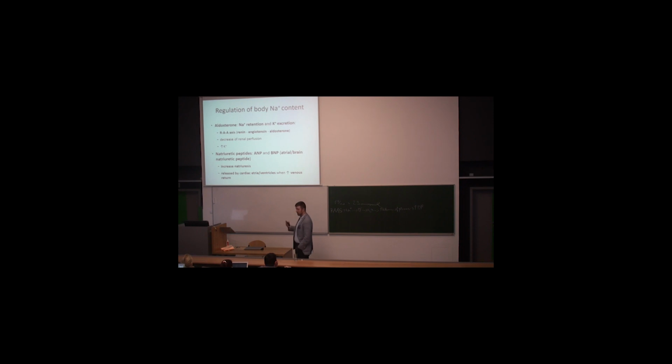So if we take a basic experiment, if you increase the fluid in the extracellular space, that means inside your blood vessels also, you will have higher venous return. That means more blood will come to the right heart. This will lead to expansion of the right heart, and as the result, you will have increased tension in the heart wall. This increased tension is the signal for the secretion of the natriuretic peptides.